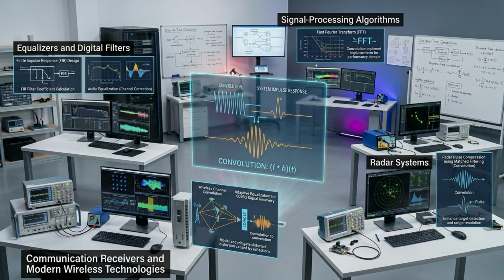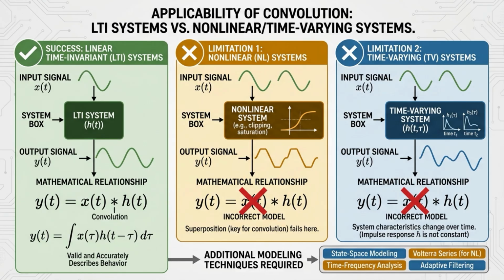At the system level, convolution supports the design of equalizers, digital filters, communication receivers, radar systems, and signal processing algorithms. Many modern wireless technologies rely on convolution-based models to predict and optimize performance. Convolution is an extremely powerful tool, but it applies directly only to linear time-invariant systems. If a system is nonlinear or time-varying, convolution alone may not accurately describe its behavior. Additional modeling techniques become necessary in those situations.